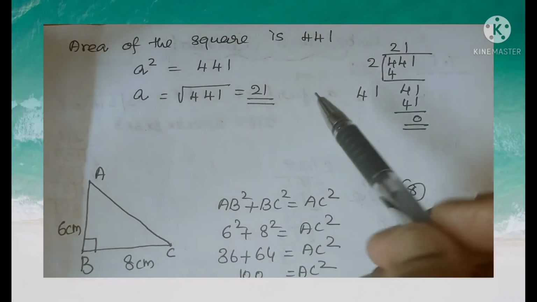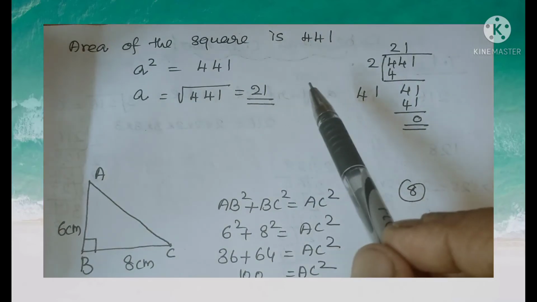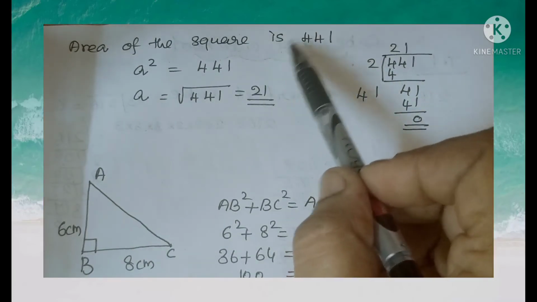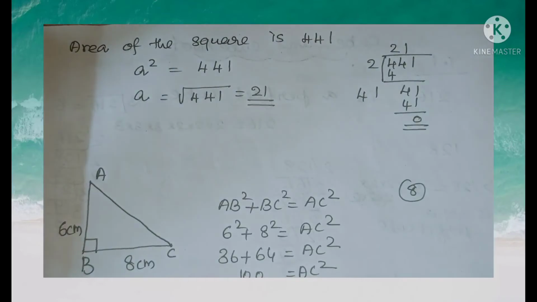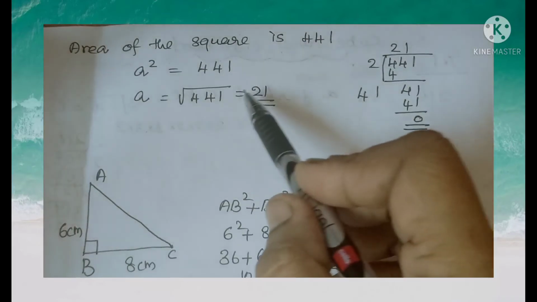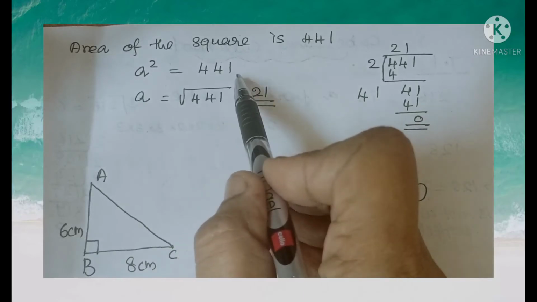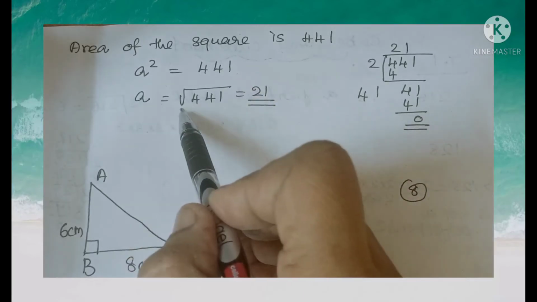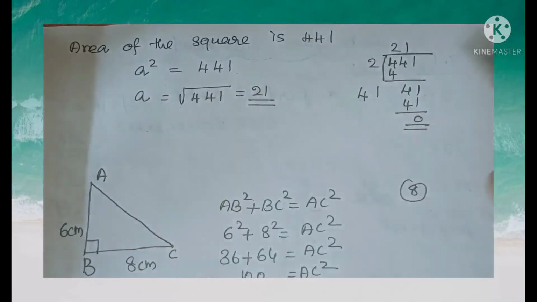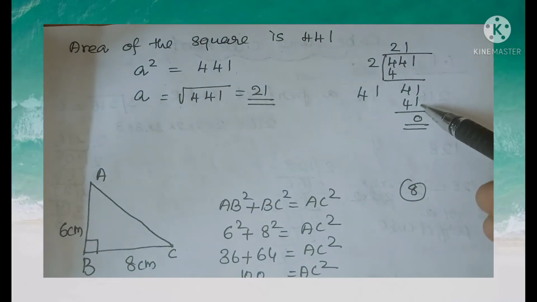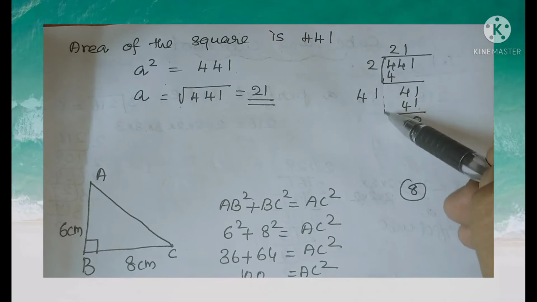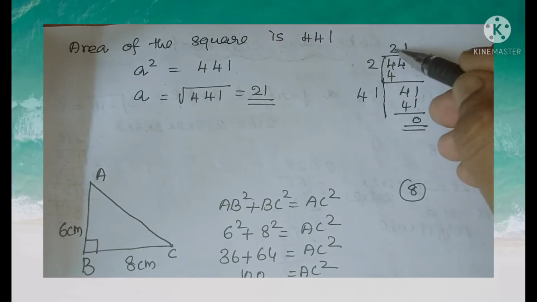The next one, sixth question. Find the length of the side of a square of area 441. What is the area of a square? That is a square. A square is 441. So a is equal to the square root of 441. Then after doing the division method, we got the square root of 441 as 21.